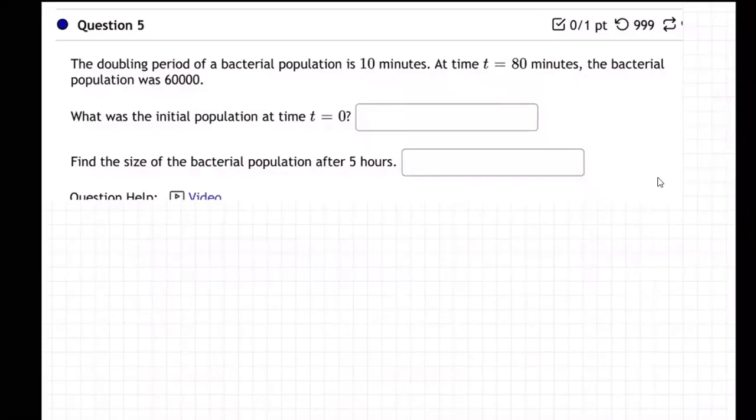Okay, so it says that the doubling period of a bacterial population is 10 minutes. At time 80 minutes, the bacterial population was 60,000. What was the initial population at time 0? And then find the size of the bacterial population after 5 hours. Okay, so let's take a look.